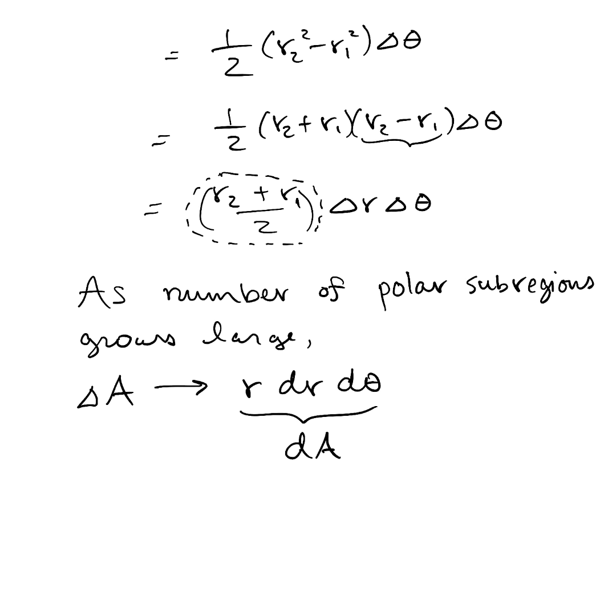Whereas in rectangular, the dA, that's easy because every little subregion is an actual rectangle that's delta x by delta y. So in rectangular, dA is just dx dy. In polar, dA is not simply dr d theta. There's this extra factor out in front that comes from the polar geometry. So dA is r dr d theta.